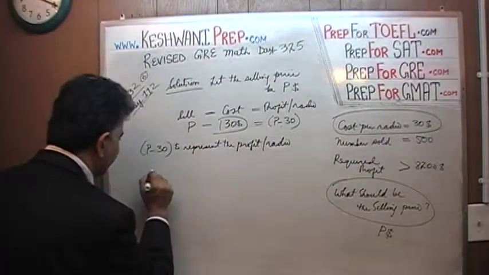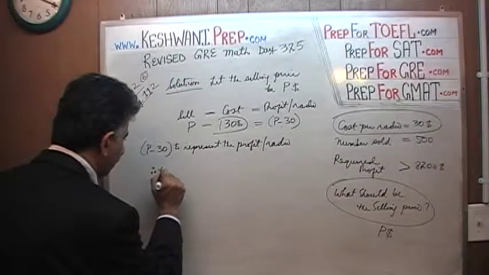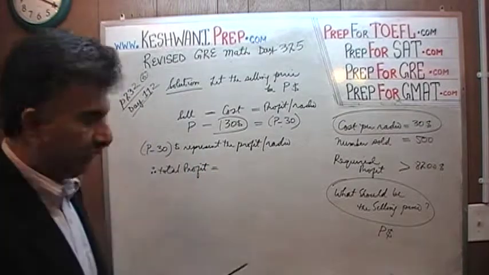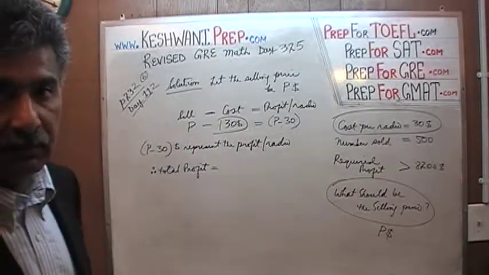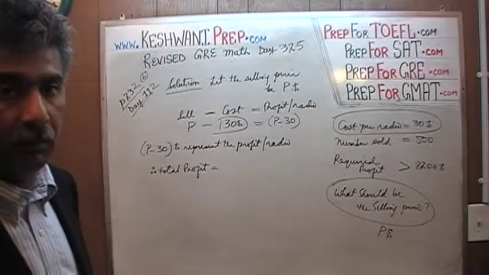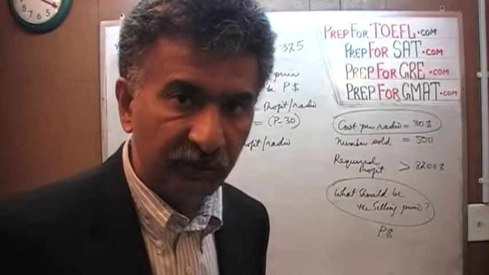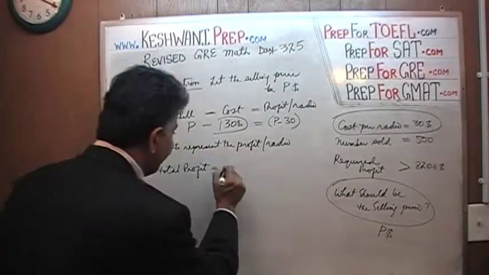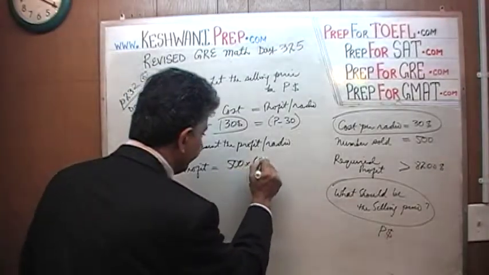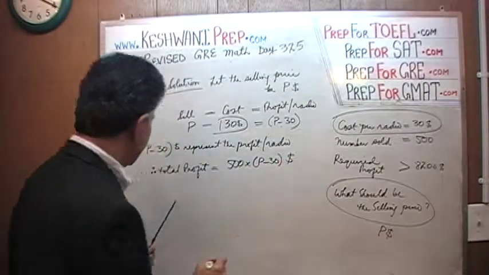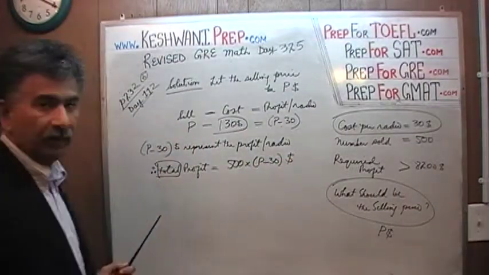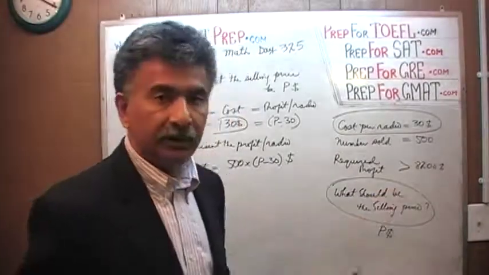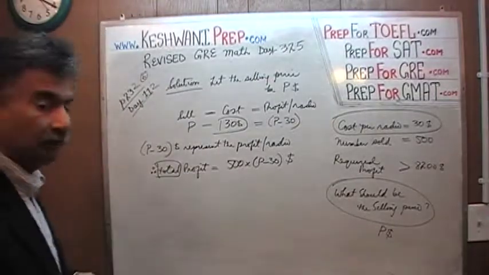Therefore, our total profit: P minus 30 is the profit that we're making per radio. We're going to sell 500 of them. So 500 times the profit per radio must represent the total profit. That's it, we are done. And we are told that this amount has to be more than 8,200. That's it. We wanted our inequality.